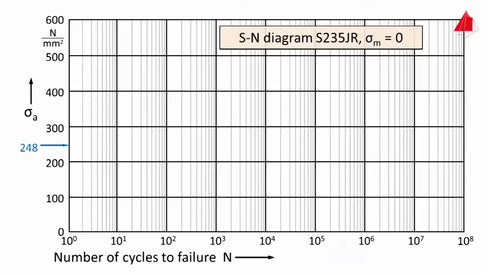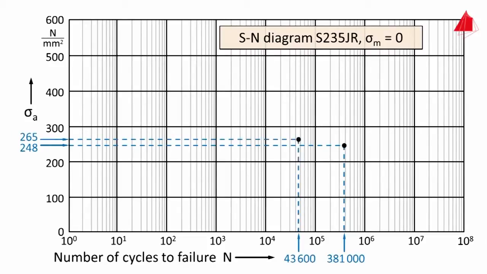The first specimen was loaded with 7 kilonewtons. This corresponds to a stress amplitude of 248 newtons per square millimeter. Under this stress amplitude, it broke after 381,000 load cycles. The second specimen was loaded with 7.5 kilonewtons.